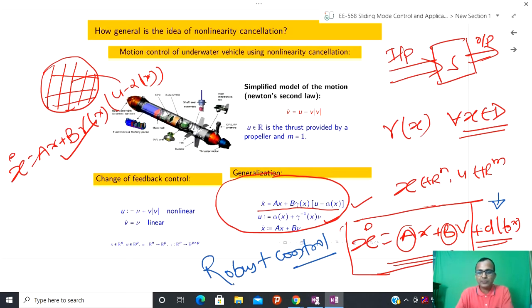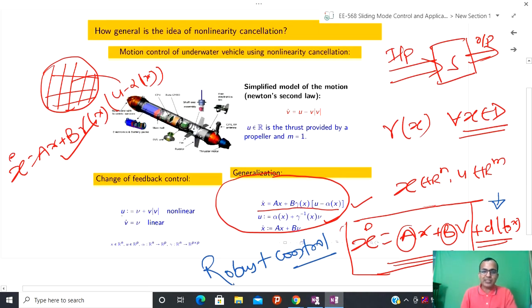So, why do we want to assume the uncertainty to be of the form b times gamma x multiplied by u minus alpha x? If I do not assume that, then I cannot say that I can completely transform the system like this. So that is our assumption. We are assuming that I can completely convert a nonlinear system into a linear system only if the form is like this. So that is our first generalization.